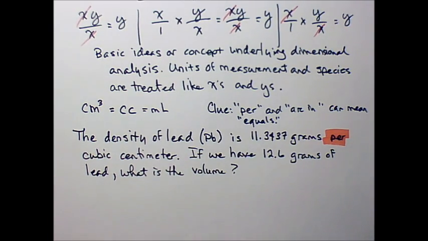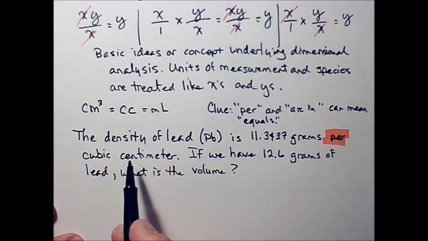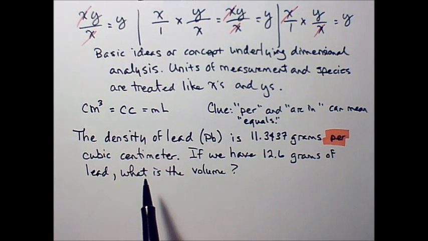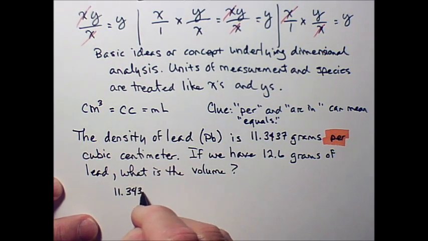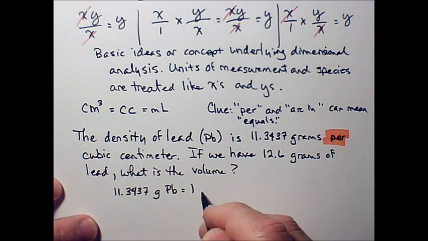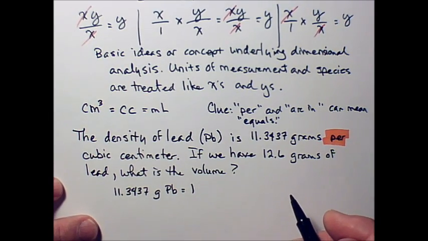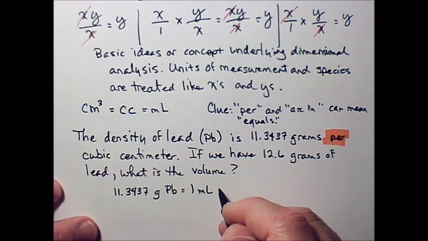So let's see. We have two things that are equal in this problem, right? What are the two things that are equal in this problem? Okay, this many grams and 1 cubic centimeter. I want to write it out mathematically because that helps to set up a problem, okay? So what we're going to simply say is 11.3437 grams of lead equals 1 milliliter. Milliliters is the same as cubic centimeters, right? Milliliters of what? Lead.